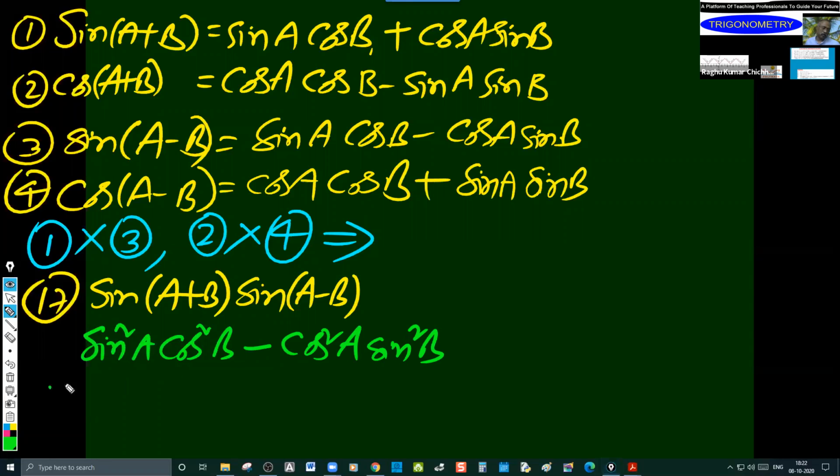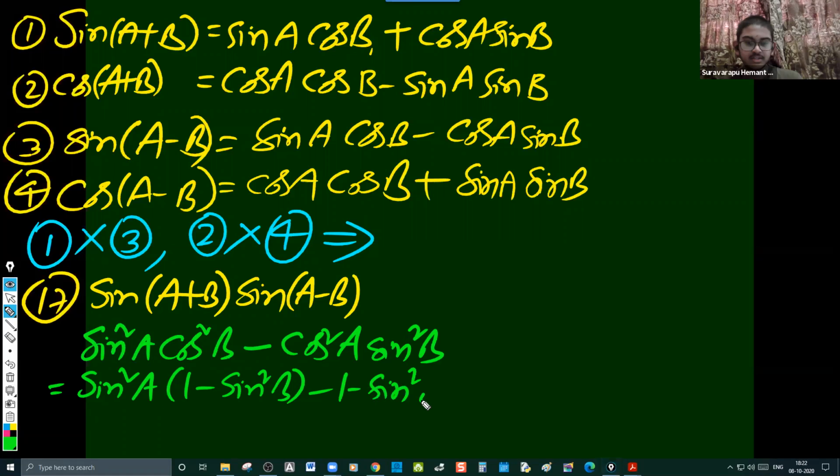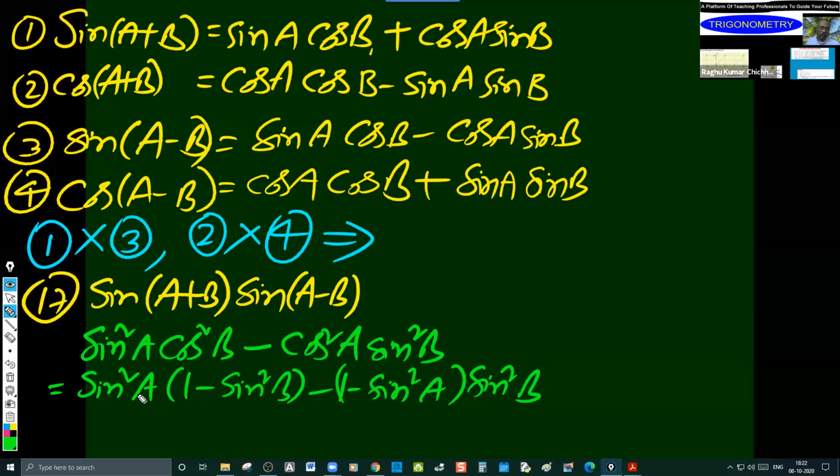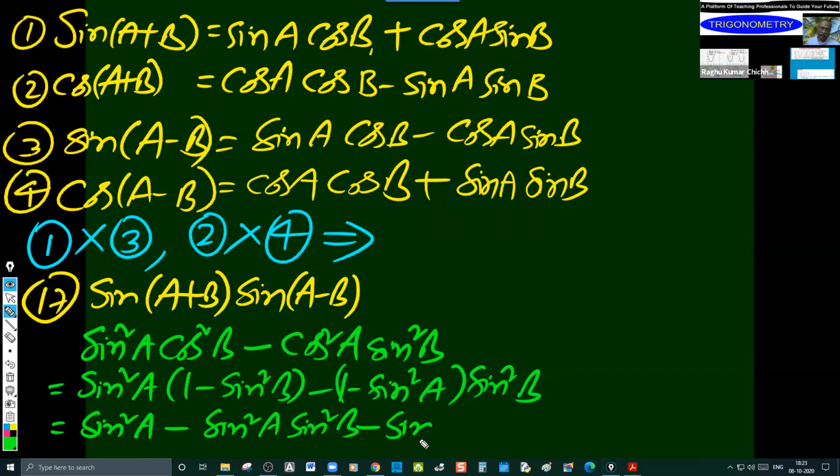Right. Now, I want to convert this totally in terms of sine. Then I'm writing cos square B as 1 minus sine square B. Similarly, cos square A as 1 minus sine square A, into sine square B. If you expand it now, what is that? You're getting sine square A into 1, sine square A, minus sine square A sine square B, minus 1 into sine square B, minus of minus plus sine square A sine square B.